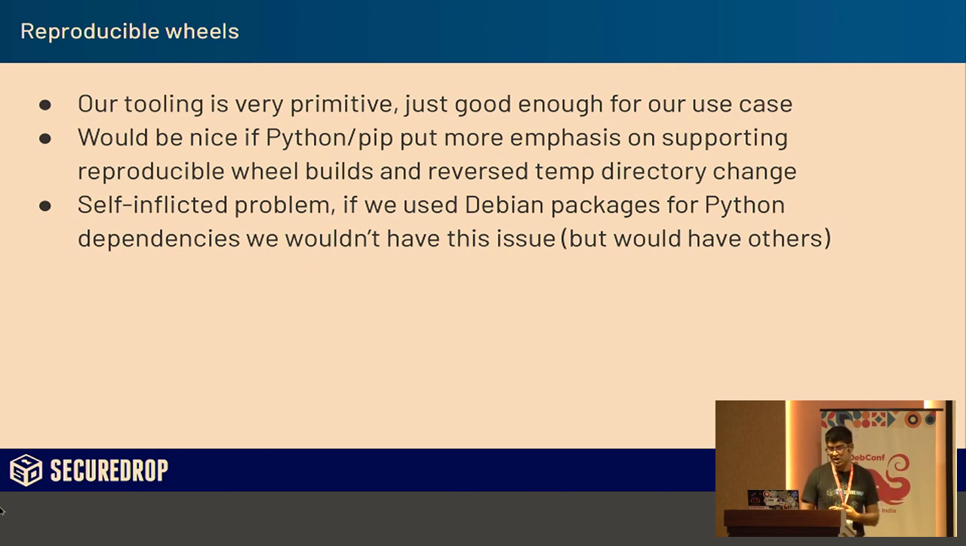The concept is there. It would be really nice if Python and pip put more emphasis on supporting reproducible wheel builds and reversed the change to build in a temporary random directory. I don't think most people realize that when they download binary artifacts from pypi.org, they are not reproducible, which you would think would be a slightly more alarming problem for people. And also, from our perspective, this is kind of a self-inflicted problem. If we used Debian packages for Python dependencies, we wouldn't have this issue because Debian packages are usually reproducible. But we would have other issues, which is largely why we don't.